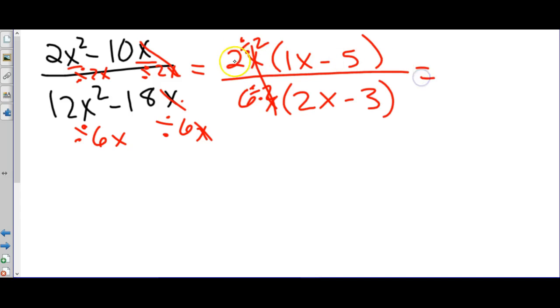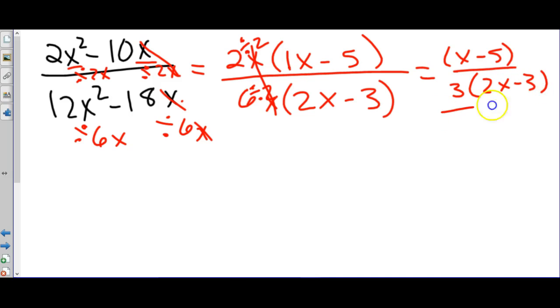So that would leave us, we'd have 1 technically, but we don't have to write a 1 in front. Same thing here, we don't have to write that 1. So we'd have x minus 5 over, and then 6 divided by 2 is 3, times 2x minus 3. And we don't necessarily have to write the parentheses on top anymore because it ended up a 1 in front.